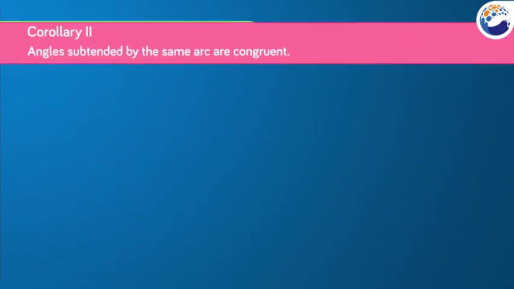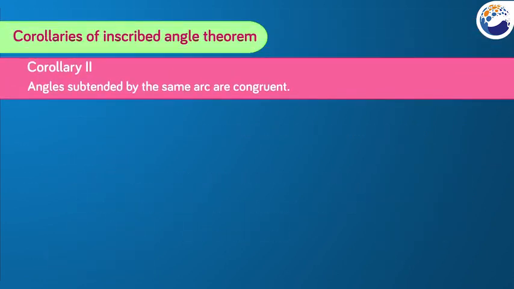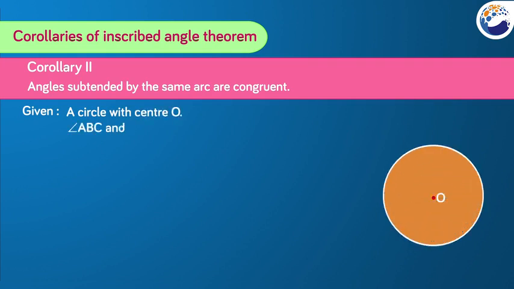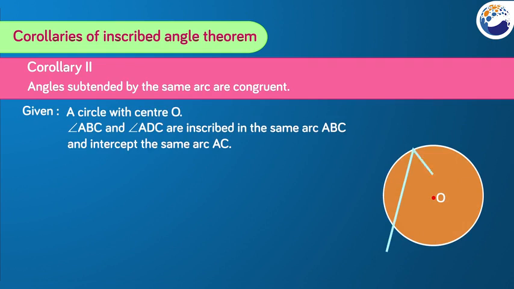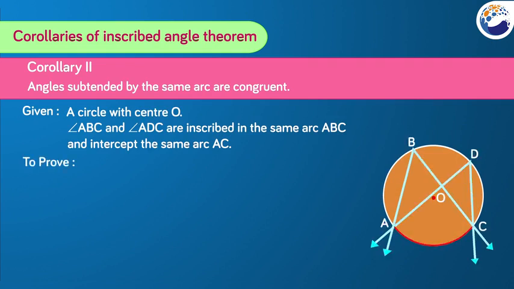Corollary 2. Angles subtended by the same arc are congruent. Given a circle with center O, angle ABC and angle ADC are inscribed in the same arc ABC and intercept the same arc AC. To prove, angle ABC is congruent to angle ADC.